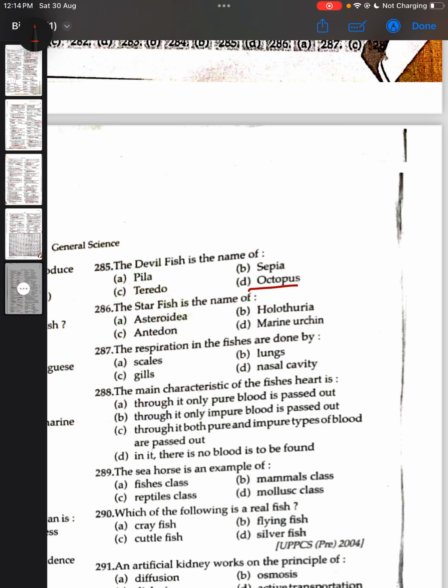The starfish belongs to Asteroidea. The respiration in fishes is done by the gills. The main characteristic of the fish heart is that through it only impure blood is passed out. Why? Because fishes have a 2-chamber heart. Humans have a 4-chamber heart. Reptiles and amphibians have a 3-chamber heart, and the only exception among reptiles is the crocodile. Crocodile has a 4-chamber heart.